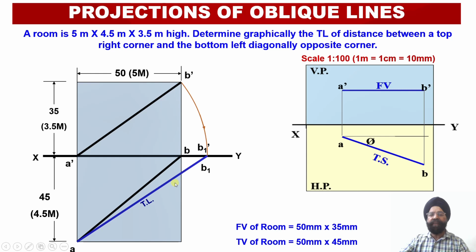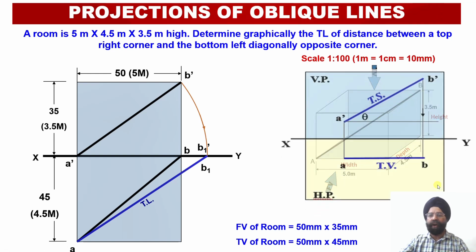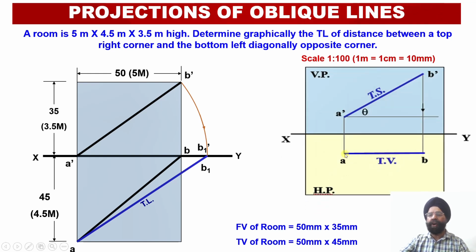Now similarly, we are going to obtain the true length of the string or the shortest distance in the front view as well. So in order to obtain the true length of this string, which is going to join these two diagonally opposite corners of this room in the front view, this fundamental of the rotation of the line we are going to use.